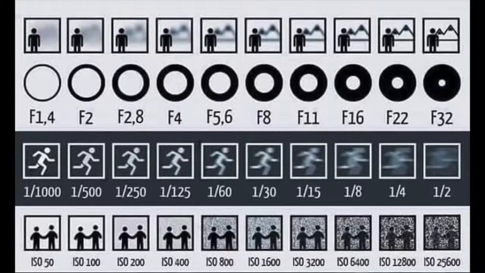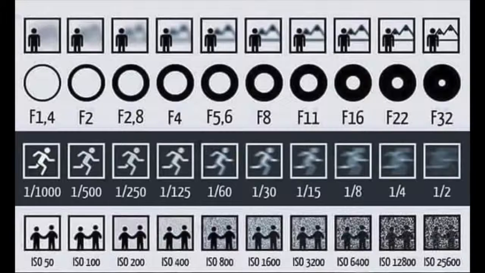So on the top row you will see the relationship between the aperture f1.4. You will see a lot of blur in the background in this small diagram, and going to the right, the aperture is decreasing in size, it increases in the number, and the background is popping up more and more clear. So this is basically the relationship between aperture and depth of field.